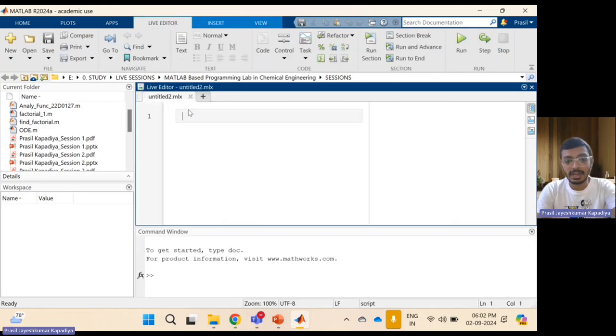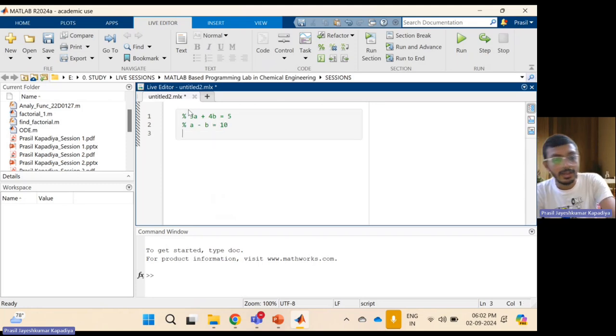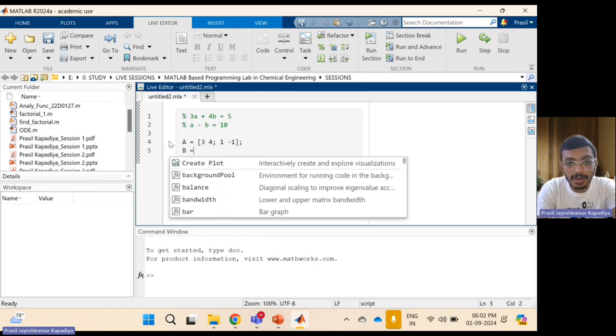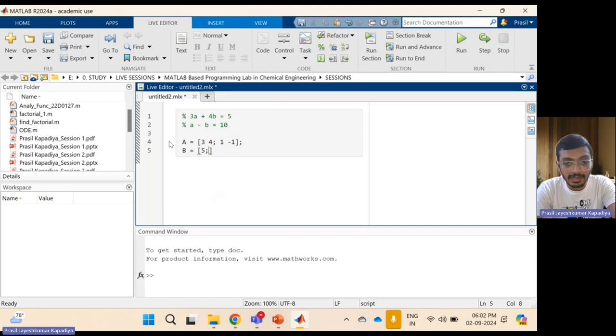So I will write down one equation. Let's say 3a plus 4b is equal to 5, and a minus b is equal to 10. Let's try to solve this coupled linear equation. I will first create a matrix of the left hand side with a and b coefficients. First row is 3 comma 4 and second row is 1 comma minus 1. So this is my A matrix. My right hand side matrix is the B matrix. My first row is 5 and second row is 10.